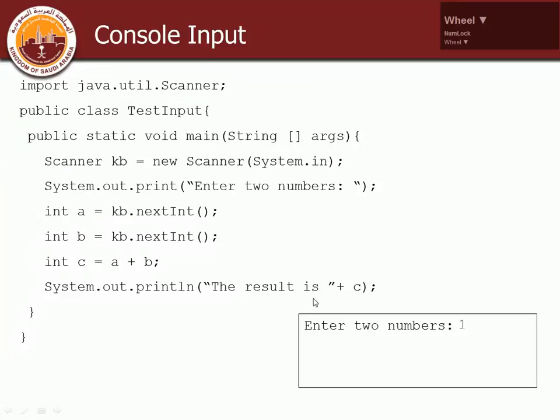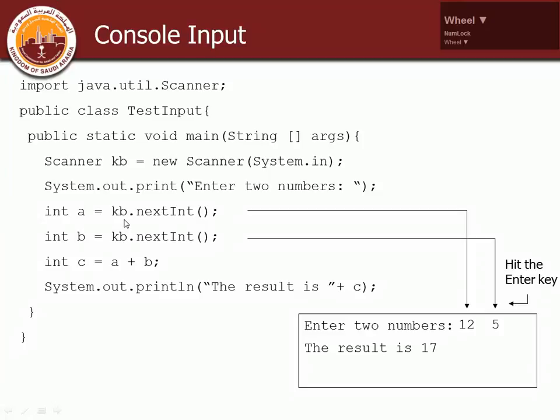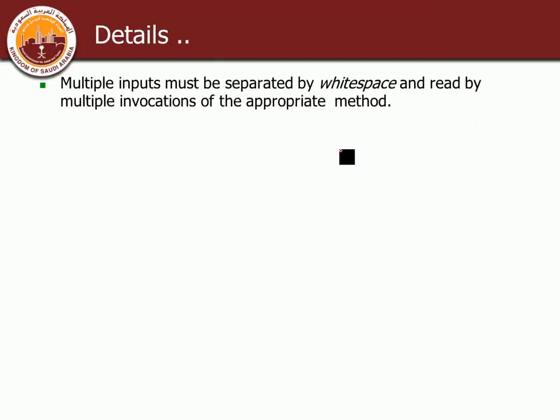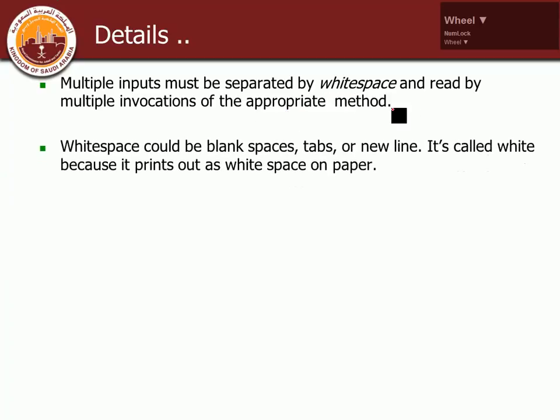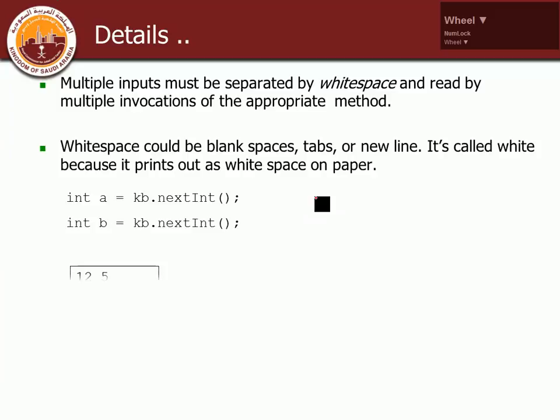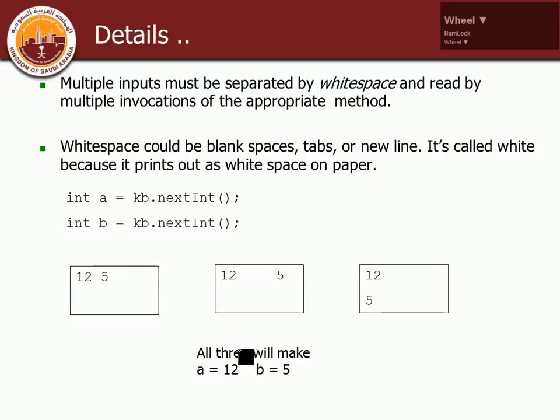Okay, so this is like entering two numbers. If you put the space and then press enter, it's going to go here. This is the first number, the second number, and the result is 17. So it doesn't matter if you put many spaces, and tabs or a new line with enter are going to be the same. All three will give the same result.